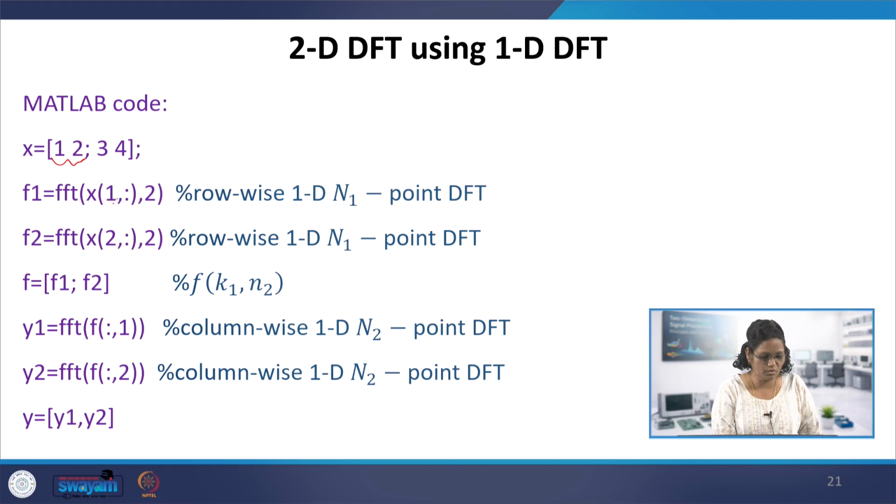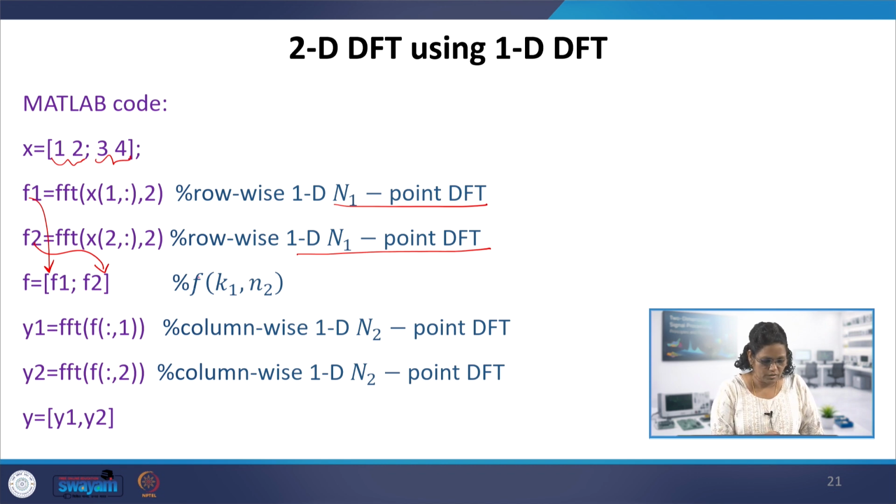So FFT of x of 1 comma colon, 2, this is the n1 point DFT, and similarly do it for the second row as well, 3 and 4, FFT of x of 2 comma colon, 2. So this is again a 1D n1 point DFT with n equal to 2. Now append these rows, this is f1 from here and f2 from here. So f is again 2 cross 2, which is nothing but f of k1 comma n2.